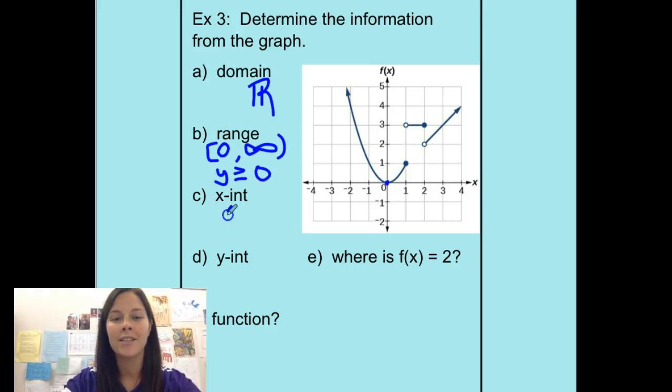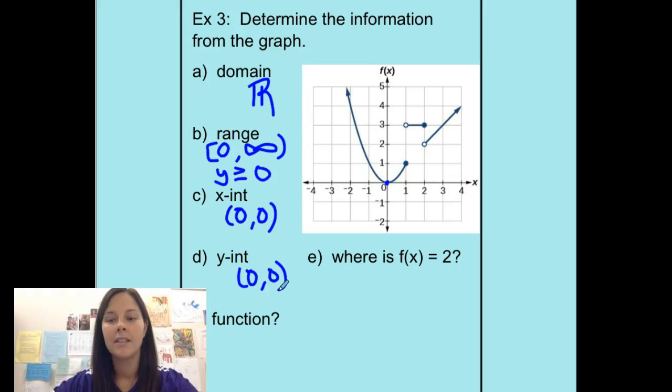X-intercepts, where does our graph cross the x-axis? Again, we have that x-intercept of (0, 0), which is also our y-intercept, where the graph crosses the y-axis. Notice on part E, this question is worded differently than the first two we looked at. This is asking what is the x value when our y value, or our output, is 2.